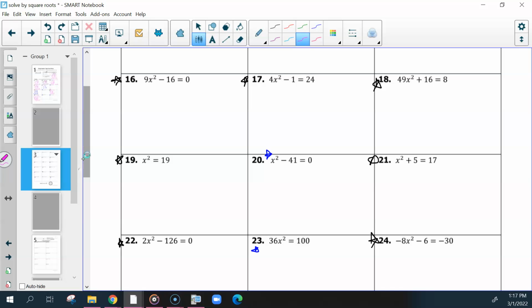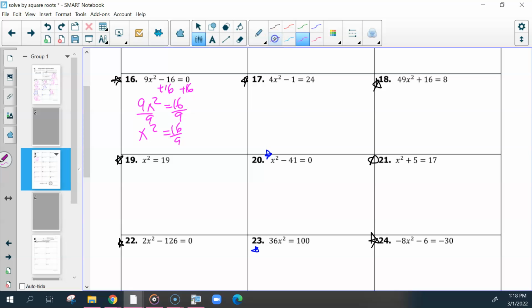With number 16, the process is the same. We're still getting x squared by itself. So we would do what first? Add 16 to both sides. We have 9x squared equals 16. Then we're going to divide both sides by 9. This is going to give us some fraction. That's okay that it gives us a fraction.